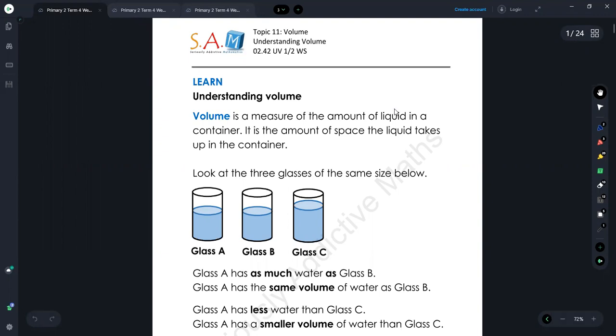There are 3 booklets. They are relatively easy, so I don't foresee that the students will have problems understanding these questions. Some of them have already been done in class as well. For the first booklet, first of all they need to understand what volume is.